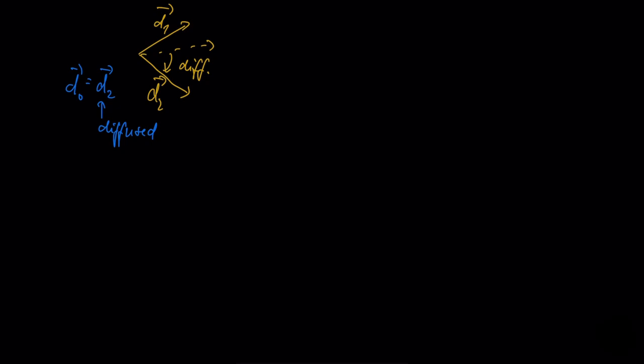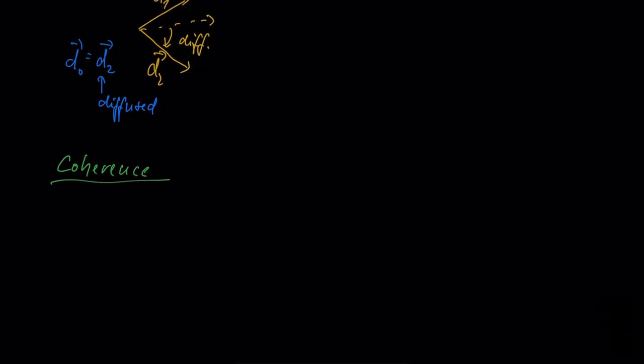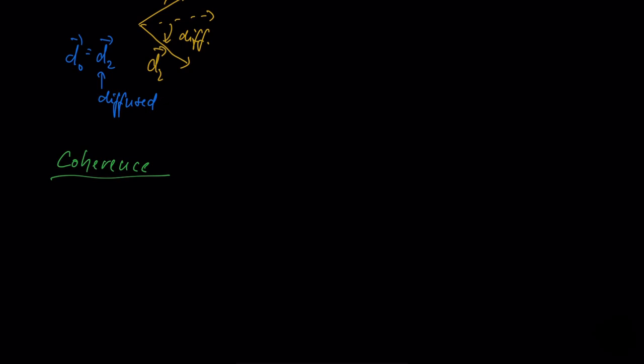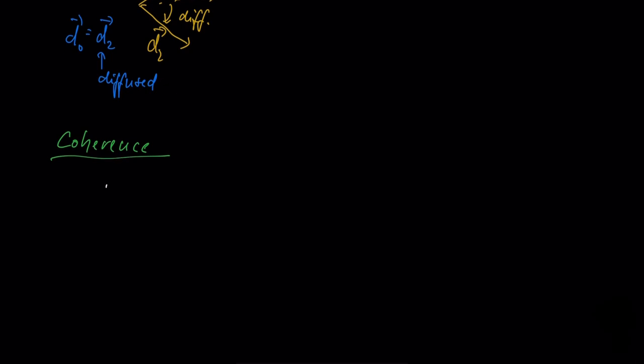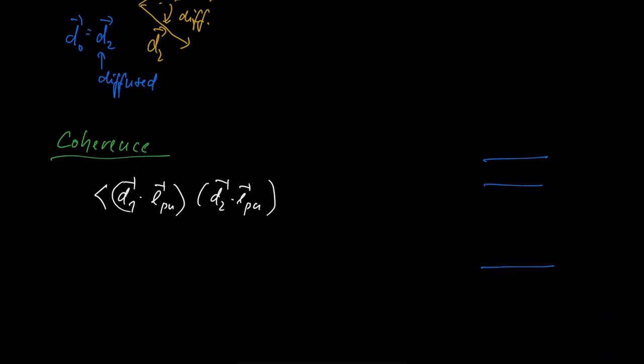let's have a look at the situation of the coherence. So coherence. And again, we ask the question whether the magic angle eliminates the contribution of the diffusion. So we have to average d1, e pump, d2, e pump. In the case of coherence, we are actually exciting two different transition dipole moments. So d1 and then d2. That was the pump pulse. I mean, the pump pulse can cover, of course, both transitions if it's broad enough.